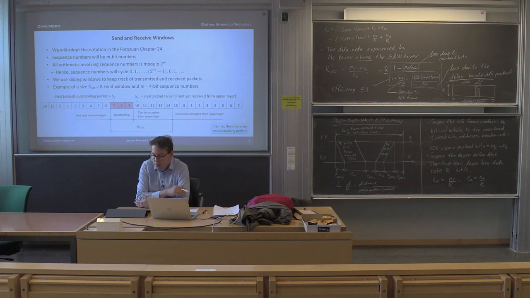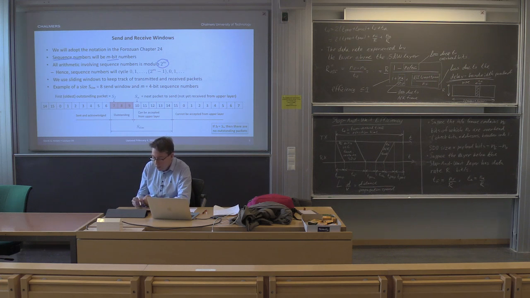Okay, so let's see how this send window works. We will now adopt the notation from the book. We will assume that sequence numbers are m-bit numbers, which means that sequence numbers need to be recycled. And this is because we don't want sequence numbers to take up many bits, essentially, because this is overhead. So all arithmetic involving sequence numbers will be modulo 2^m. If it's a 3-bit number, we will have the sequence numbers 0, 1, 2, up to 7, and then we restart from 0. So we recycle these sequence numbers.